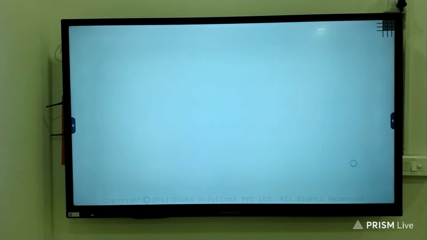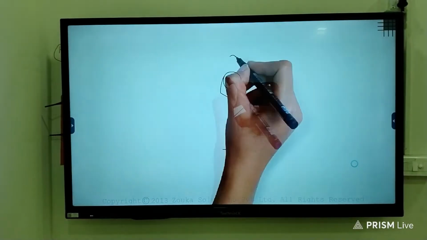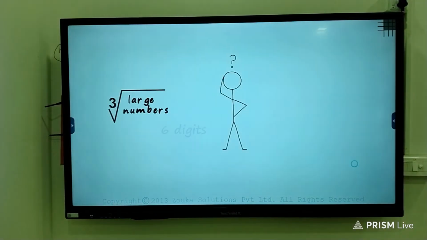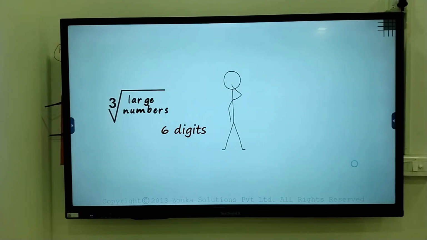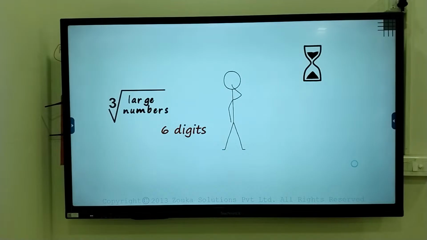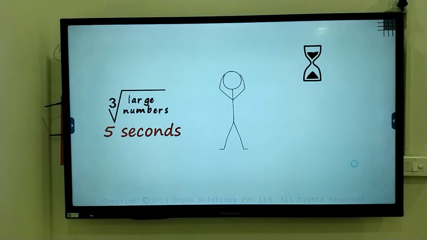Now what you're going to see next may astonish you. You will learn how to find cube roots of larger numbers, that is, up to 6 digits. Come on, don't worry. And how long do you think it would take to find the cube root of a large number? If you focus hard for the next couple of minutes, you will be able to find the cube roots of large numbers in just 5 seconds. Yes, you heard me right. 5 seconds is all you will take to solve the cube roots of large numbers.